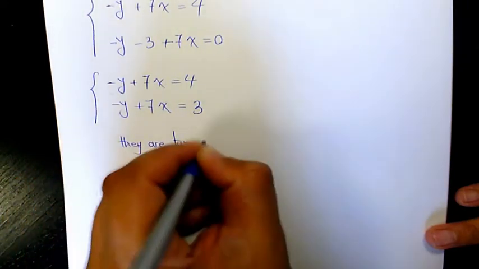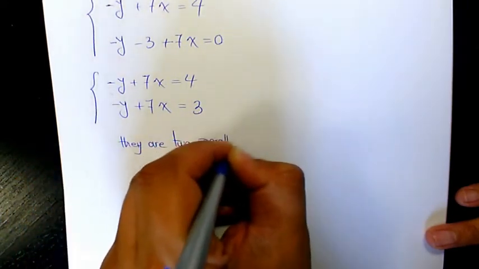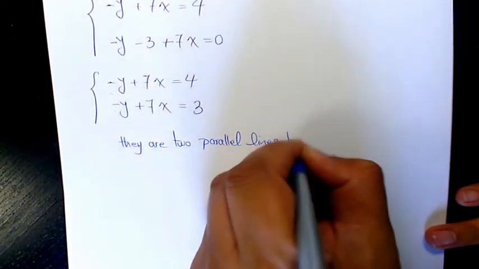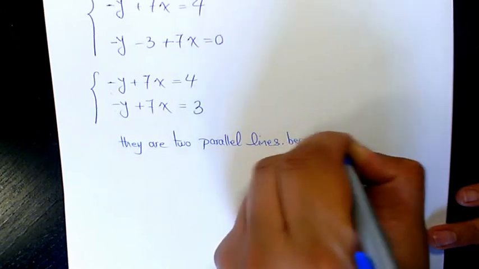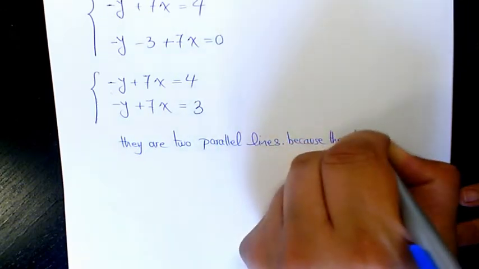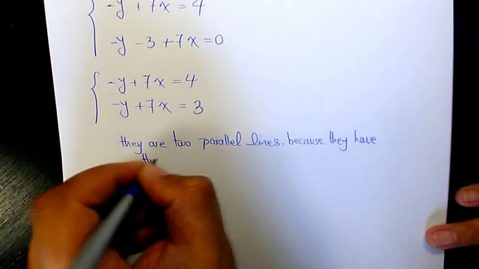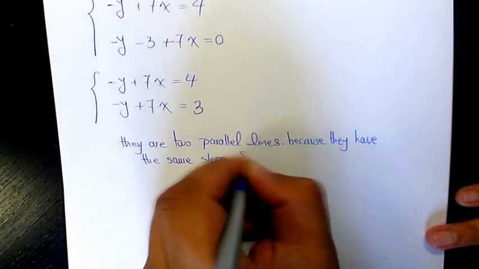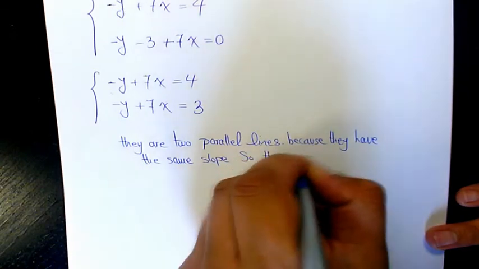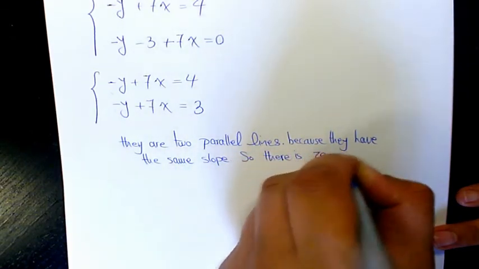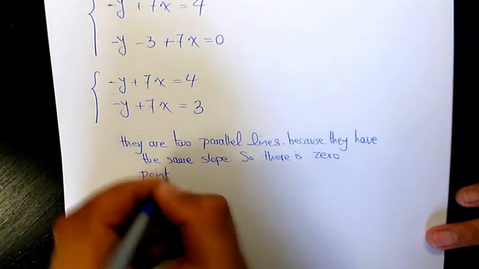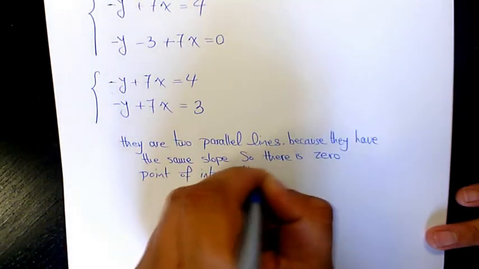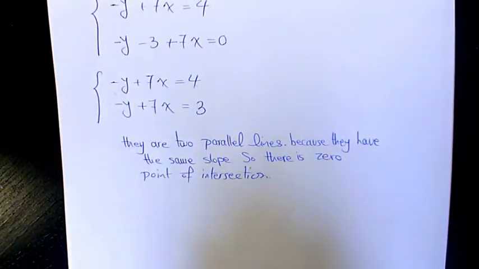So that means they are two parallel lines because they have the same slope. So there are 0 points of intersection. That's it. Next example.